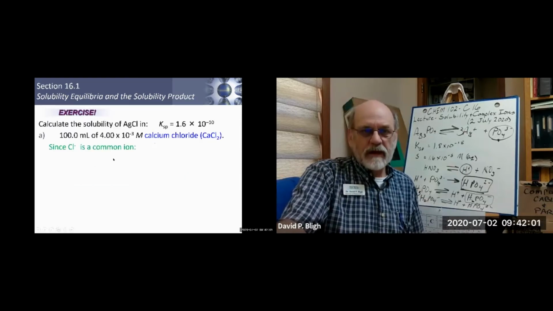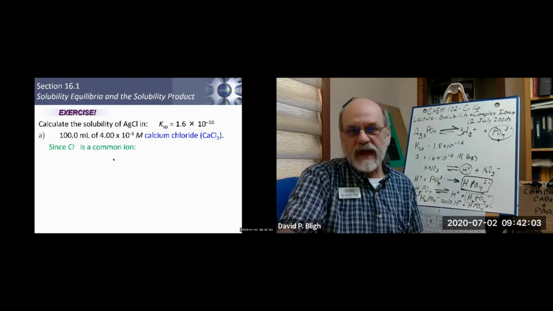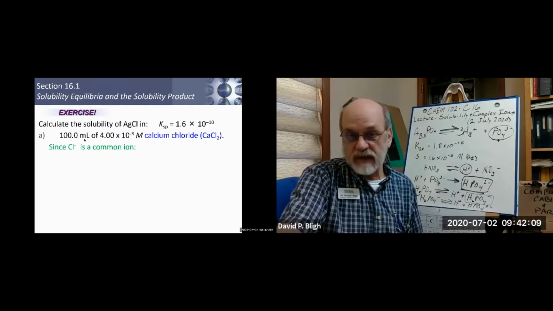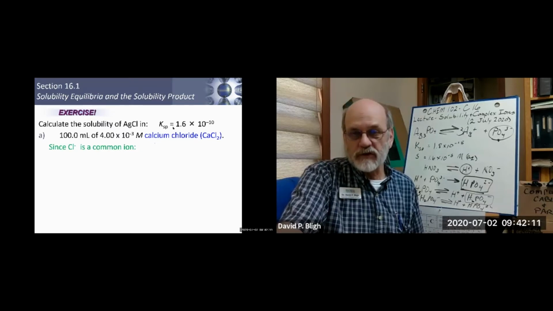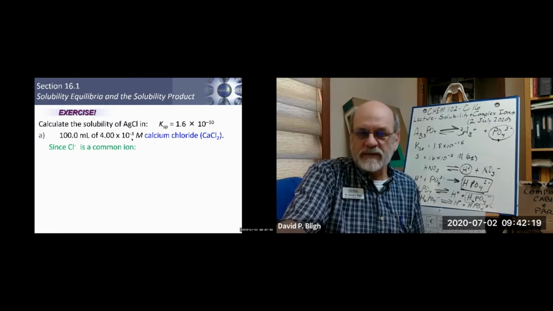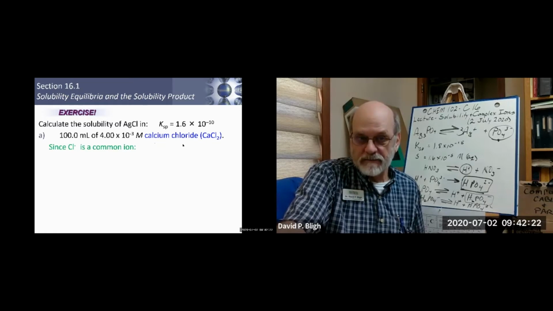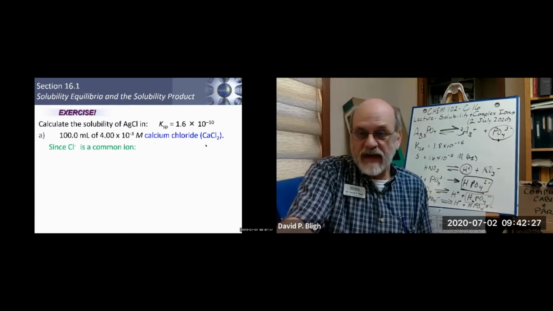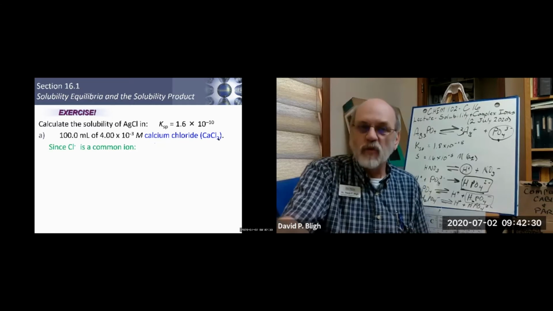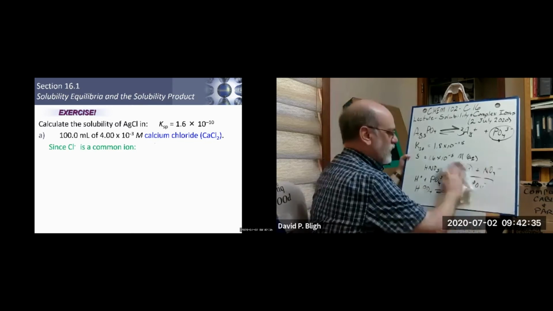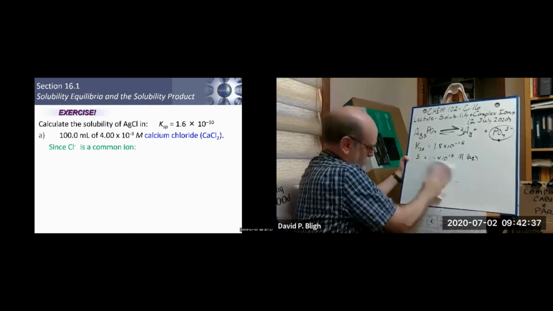Okay, so now we're going to do an example. Calculate the solubility of silver chloride in this solution to begin with. So there's your Ksp for silver chloride. Here are the conditions: 100 milliliters of 4 times 10 to the minus third molar calcium chloride. So we would expect that the addition of this chloride ion would do what to the reaction? I'll let that sink in while I prepare the whiteboard.